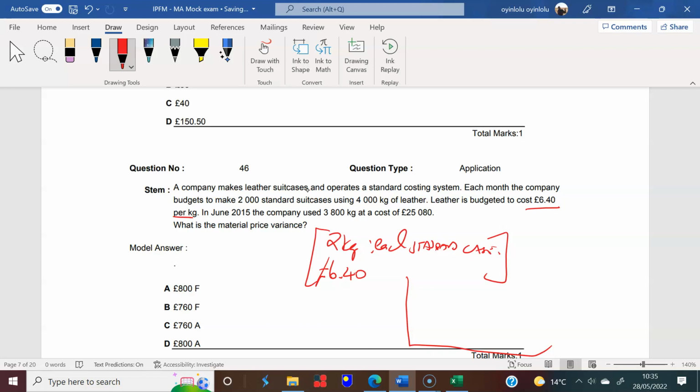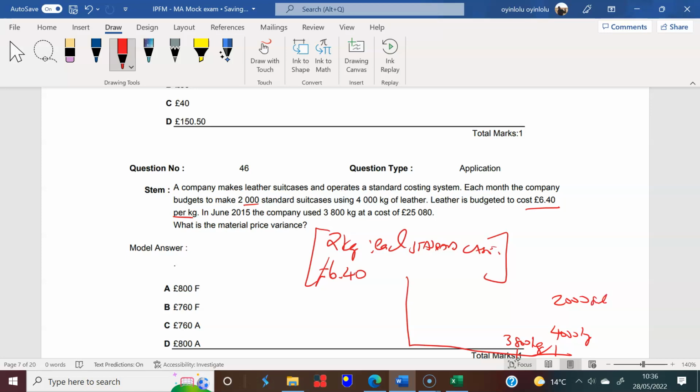To make these 2,000 suitcases, you used 3,800 kilograms. Now you should have used 2 times 2,000 suitcases, so 4,000 kilograms. You used 3,800 kilograms of leather versus 4,000. We are told that you actually do make the budgeted amount, because if you weren't, we would be operating on the actual amount. But you do make 2,000 suitcases.